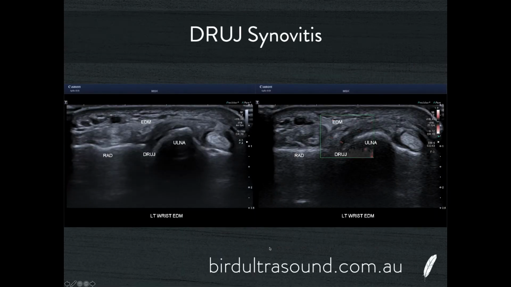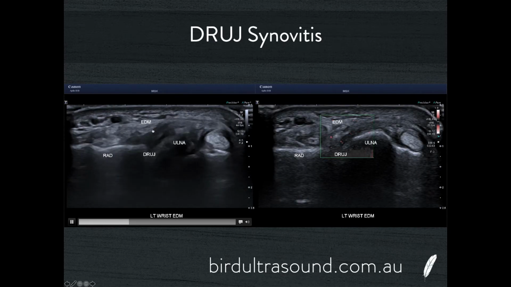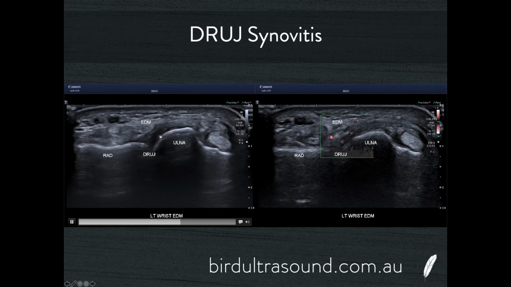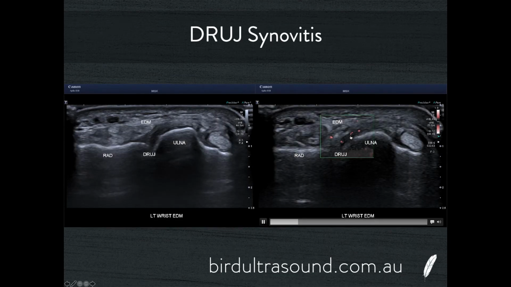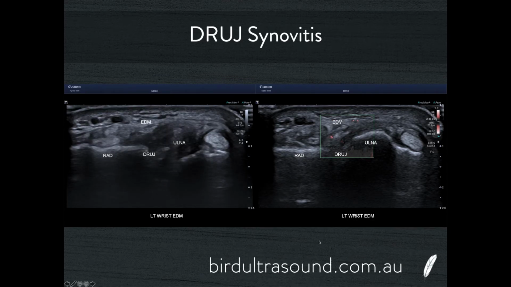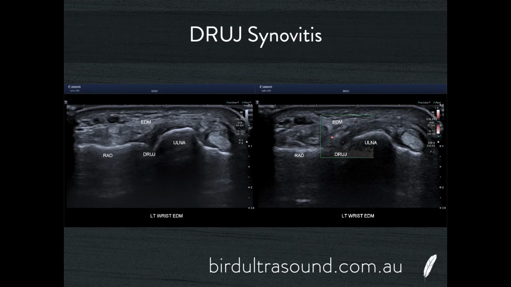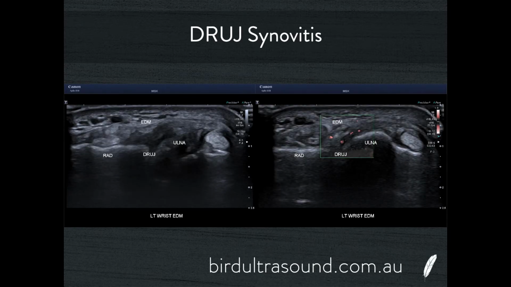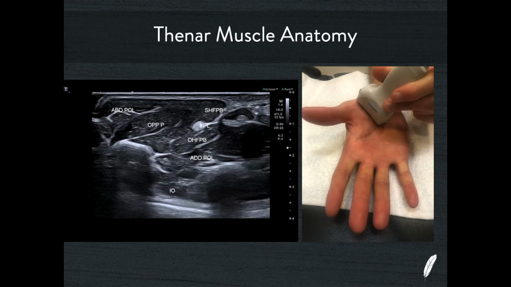So these are the same technique, right? This is the radius, and this is the ulna. There's extensor digiti minimi, and the gap between here and the hyaline cartilage of the ulna, this space here, is the thickness of the joint capsule, and it should be very thin. But here it's quite thick, and then when we use the Doppler, we can see it's vascular. So this is a classic patient that would have rheumatoid arthritis, and then they have synovitis of their distal radioulnar joint, and that is the reason that they've got wrist pain. So don't forget the distal radioulnar joint. I think it's really important.